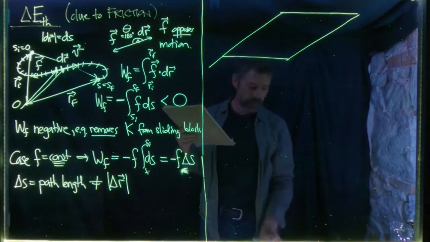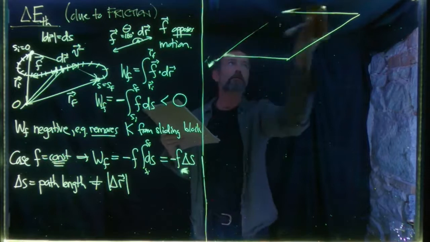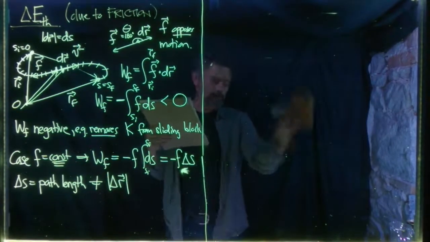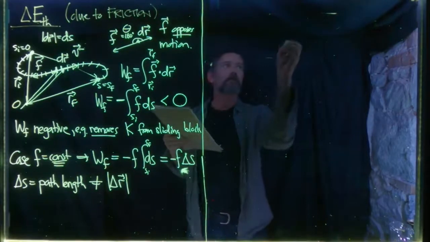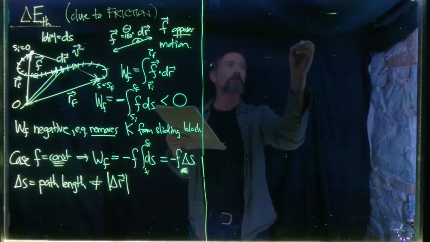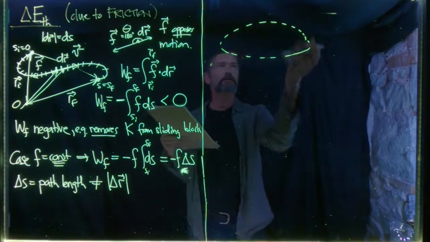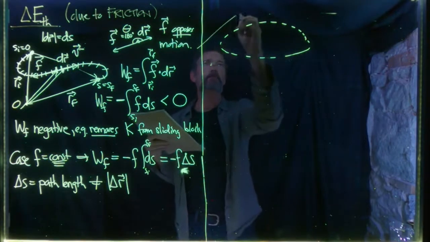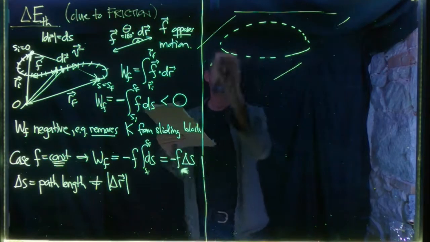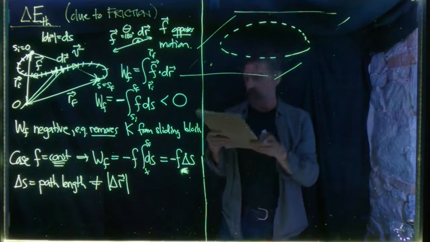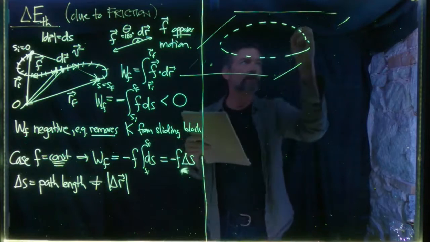Okay, like that. I'm going to move it over a little bit. So we're going to need some room. In fact, why don't I just do it this way? I'll draw a circular trajectory here. And this is a circular trajectory happening on the top of a horizontal tabletop.